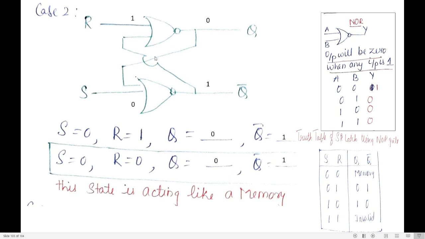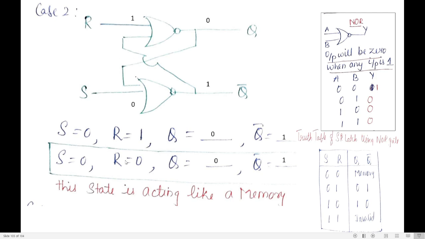Now pass that Q to S. So I get two inputs 0 and 0. When inputs are 0, 0, output will be 1. So Q bar has become 1. Okay, so Q and Q bar are complement to each other. So fill the truth table. When S is 0, R is 1, output will be 0 and 1.